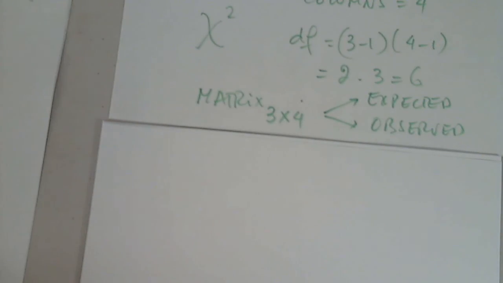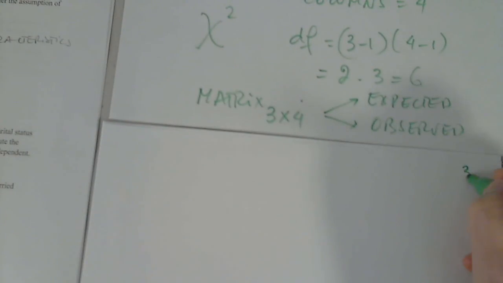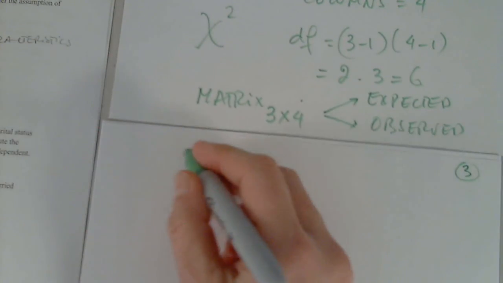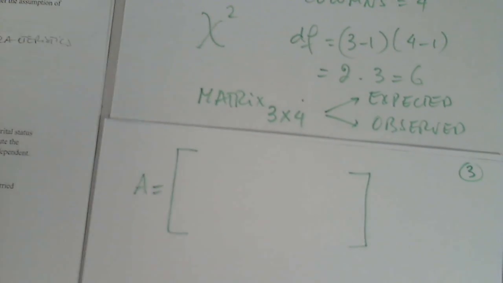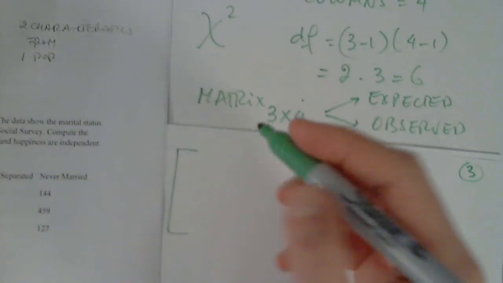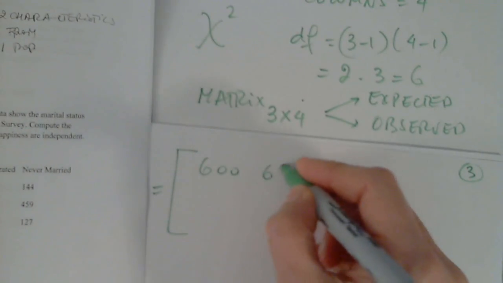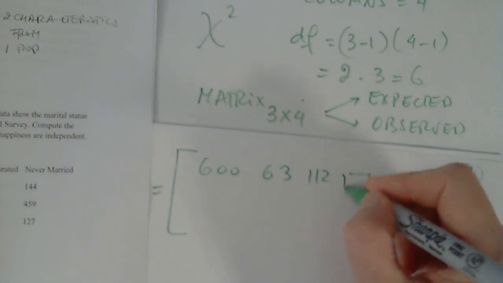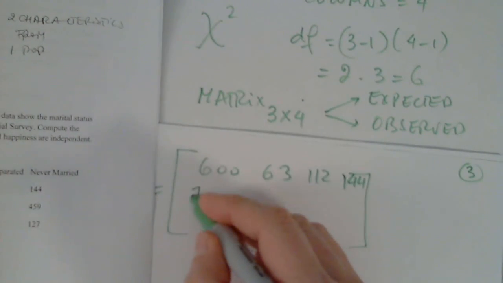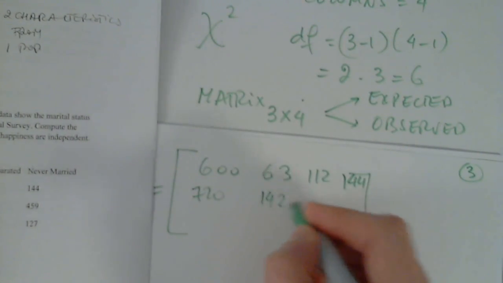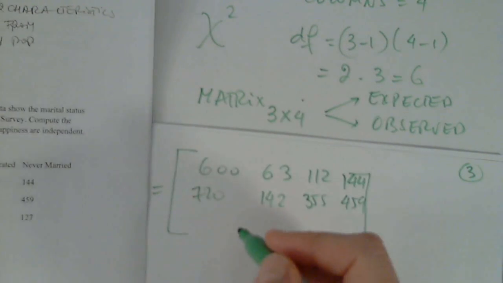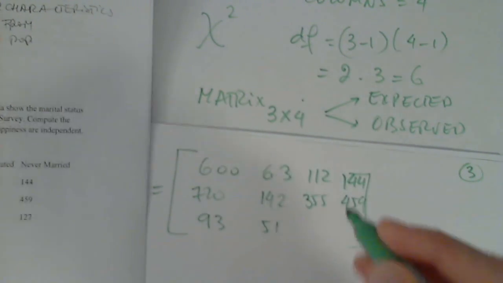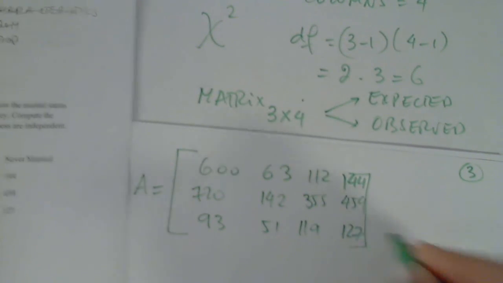Okay. I'm going to write the matrix here so everyone sees what I'm trying to do. So this is our matrix, and we are going to enter it in matrix A or any letter you like in your calculator. It doesn't matter. So I have 663, 112, 144, 720, 142, 355, 459, 93, 51, 119, and 127.